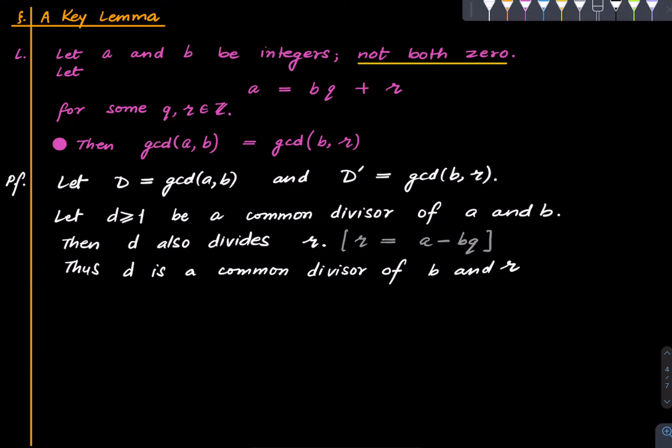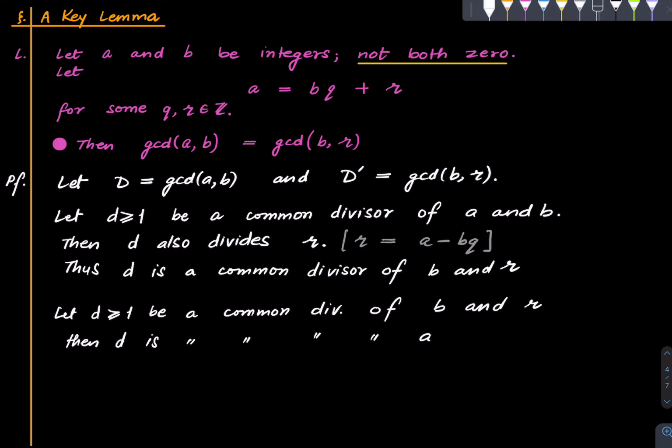Right? So we started with D being a common divisor of a and b, and we showed that it is a divisor also of R, and hence it is a common divisor of b and R, which is what we've written here. And conversely, if D is a common divisor of b and R, then you can show by exactly the same reasoning, D is a common divisor of a and b.